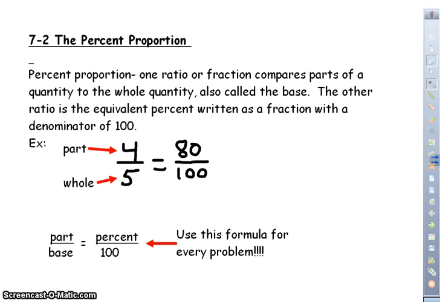to the whole quantity, also called the base. The other ratio is the equivalent percent written as a fraction with a denominator of 100. This is what all of that is telling you.